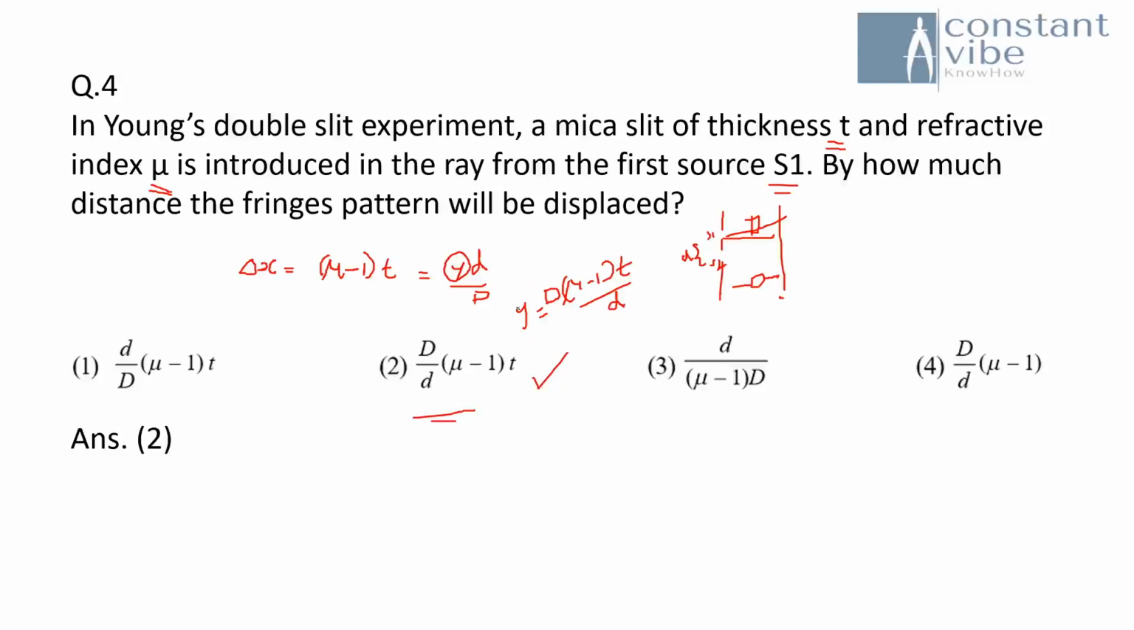Okay, so the fringe pattern will be displaced by this much, capital D by d. Here capital D is the screen distance and d is the slit separation, and mu minus 1 into t, where mu is the refractive index and t is the thickness of the mica placed in between. So this is the answer.